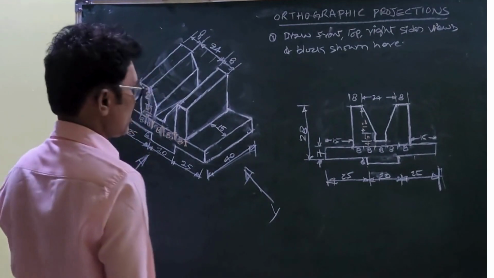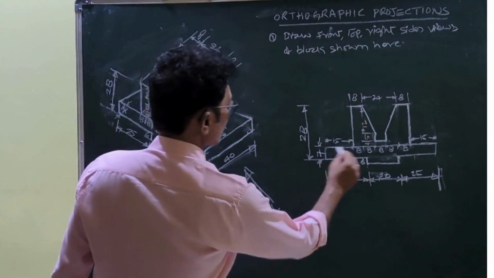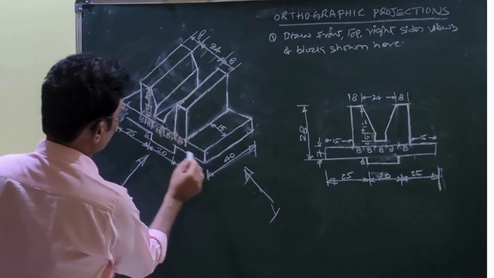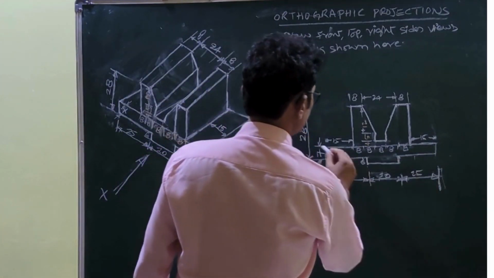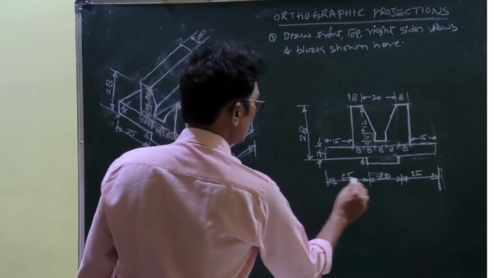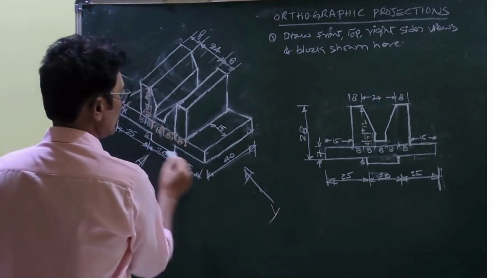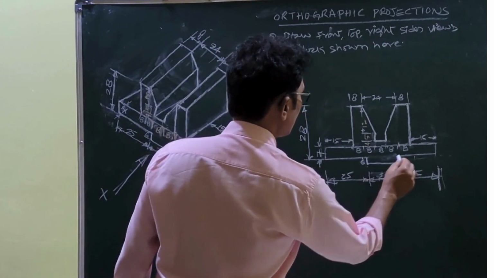So divide the dimensions. You come to here, next you come to here. If you draw this, the block is clearly visible, so I draw the block first. Then I divide it: this is 25, 20, 25, 20, 25. So here 20, you get down 6 mm. This is also 6 mm.